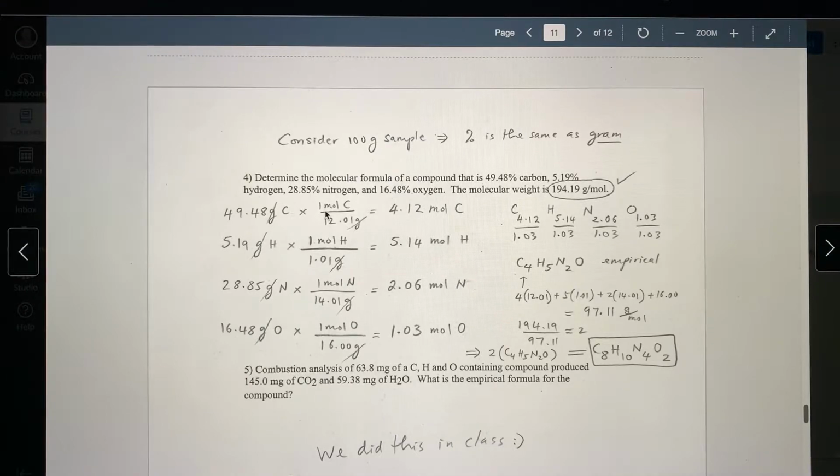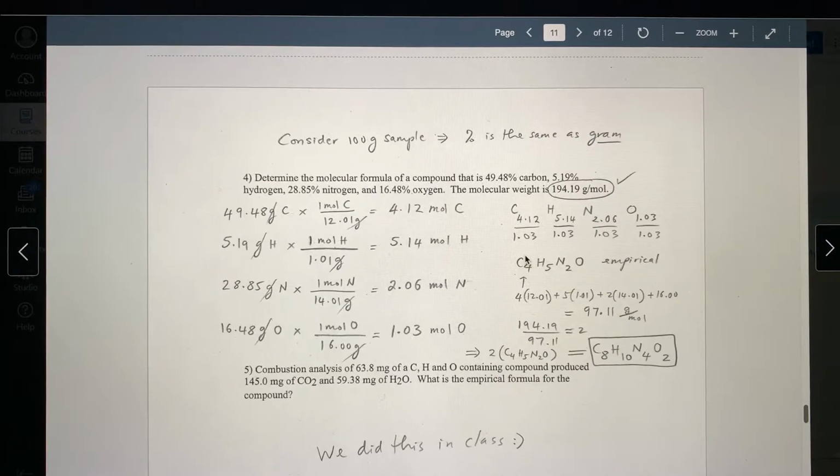Now you look up in the periodic table the atomic weight for carbon, which is 12.01, and you do the setup, 1 mole of carbon over 12.01, you cancel out the gram, you get 4.12 moles of carbon. You do the same for hydrogen and oxygen. Look up the hydrogen atomic weight, and the atomic weight of nitrogen and oxygen. So you get 5.14 moles of hydrogen, 2.06 moles of nitrogen, and 1.03 moles of oxygen.